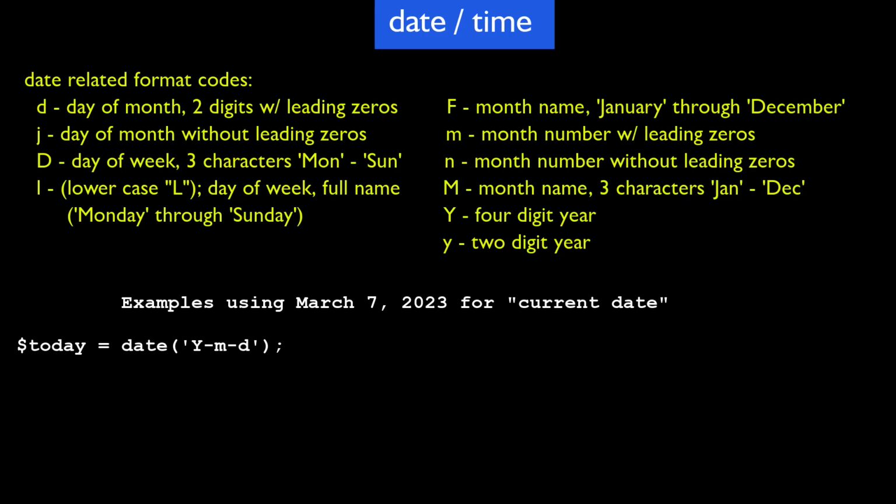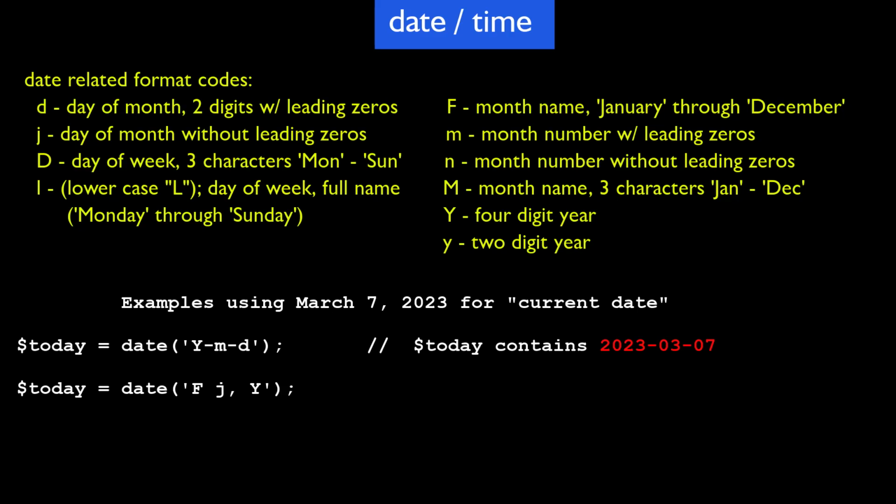$today = date("Y-m-d"), and that will return 2023-03-07. On the other hand, if you have your format uppercase F space lowercase j, comma space uppercase Y, then you'll see March 7th, 2023.